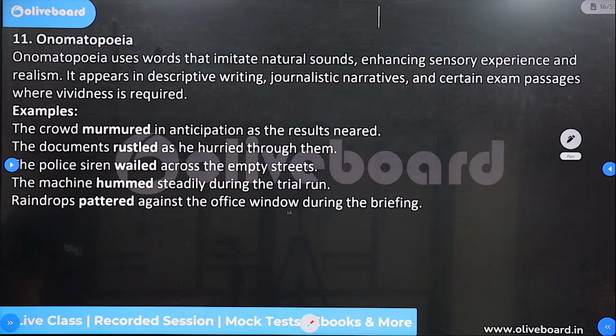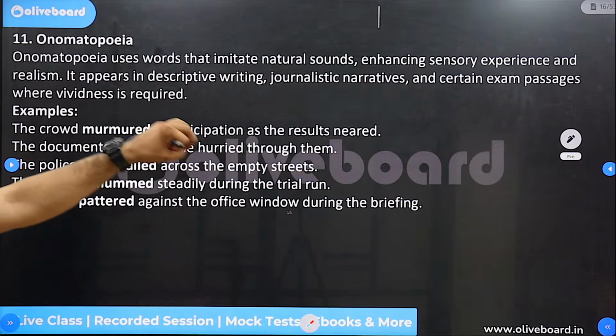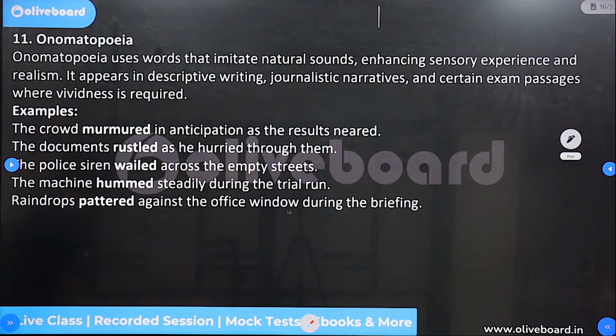words that have been taken from original sounds. Onomatopoeia. Manish, the pronunciation. Onomatopoeia. Don't try to pronounce the last four vowels separately.